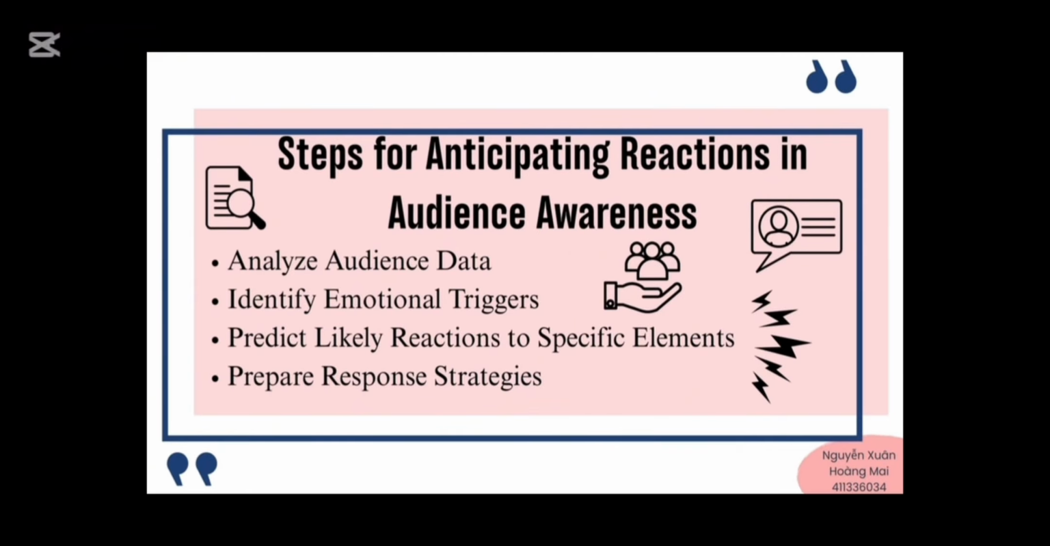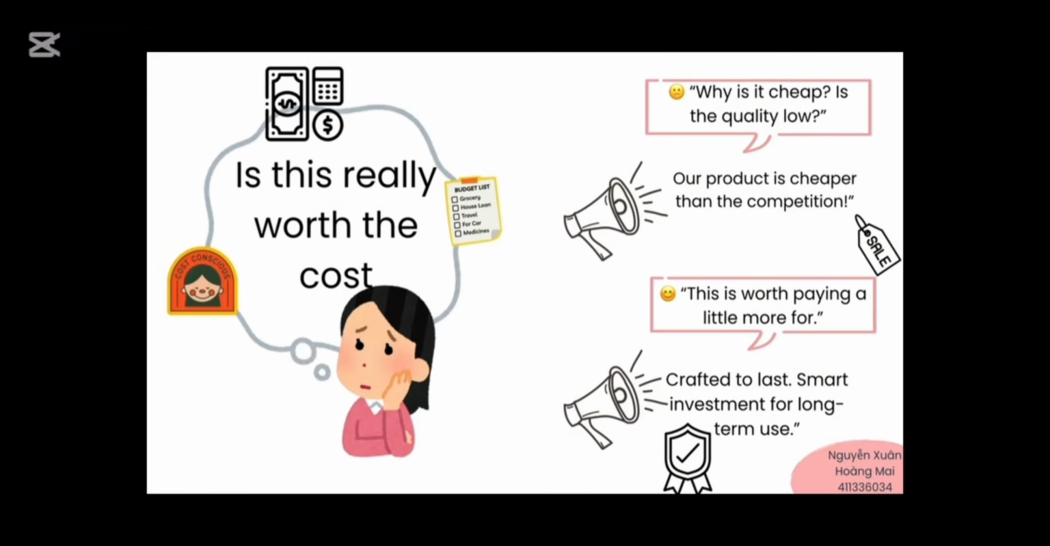So let's come to the last step, create reaction paths. If positive, we can reinforce excitement and encourage immediate action, but if it's negative, we can address the doubt or reframe the issue positively, and if it's confused, clarify and simplify the message. For instance, if anticipating price concern, you might prepare messages that emphasize value for money, which is the one below, rather than just lowest price, the one above.